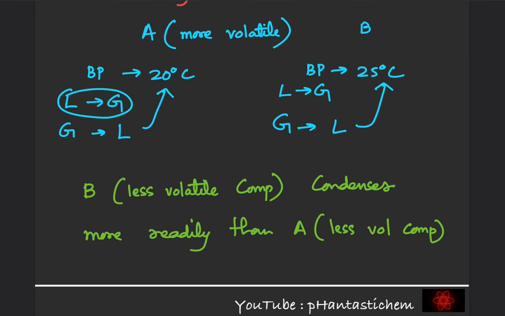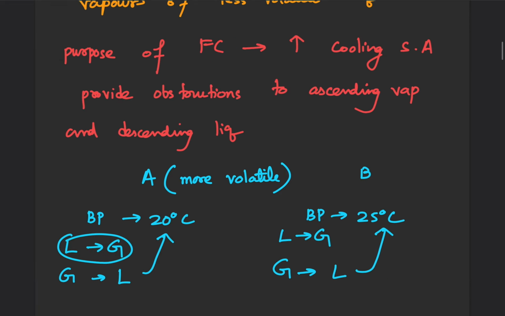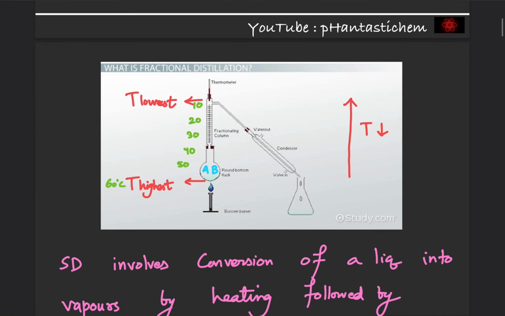Because the temperature at which vapor B becomes a liquid or condenses again is 25 degrees Celsius. Okay, so at this particular temperature, vapor B becomes a liquid or condenses again. For A to become liquid, it will need to travel even more up the fractionating column as it needs a lower temperature, that is 20 degrees Celsius, to condense. So this is for B and this is for A.